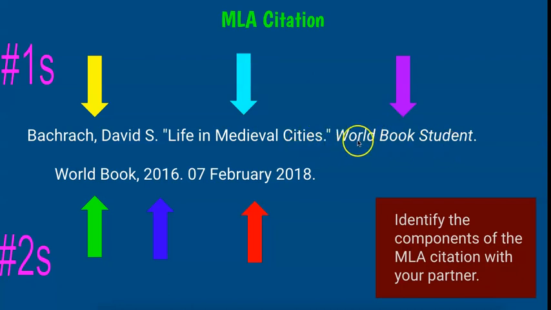The larger title, so the independent work or book, is World Book Student, which is the name of the encyclopedia that this is in. Notice that it's italicized. You can either italicize or underline. Don't do both. Pick one or the other. The name of the company is World Book, right? Since this is their major product, their actual company name is right after it, which can be confusing.